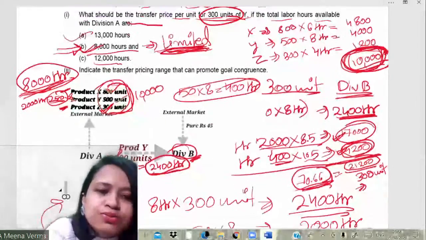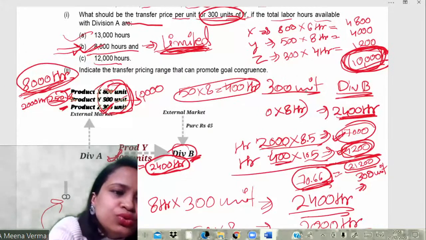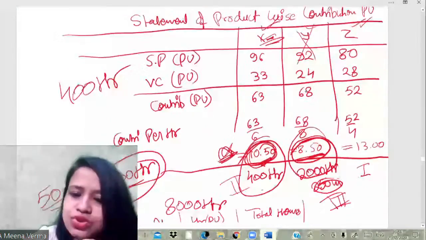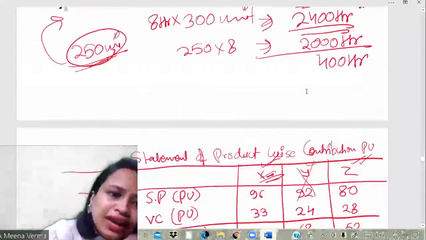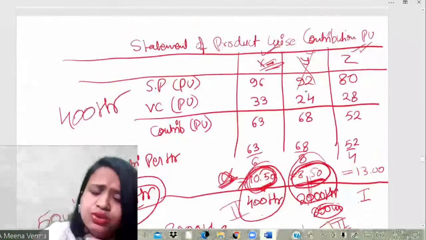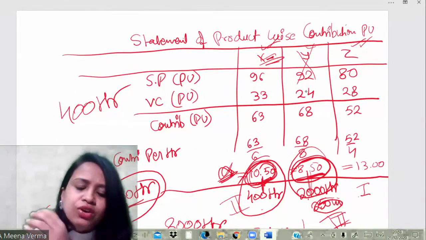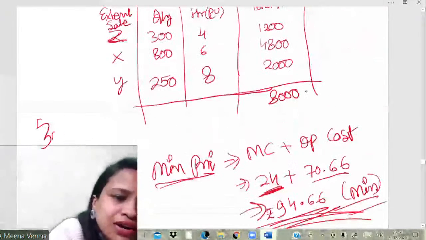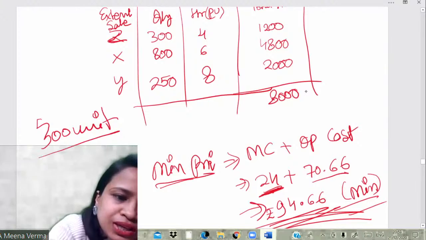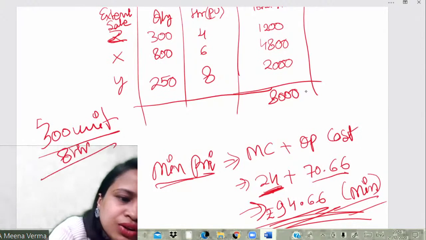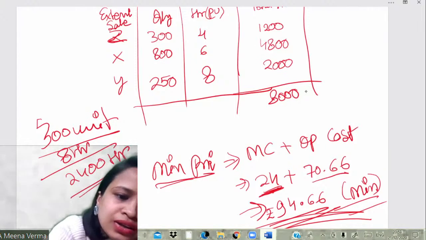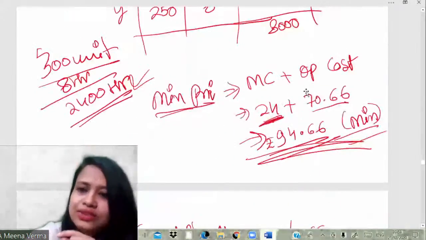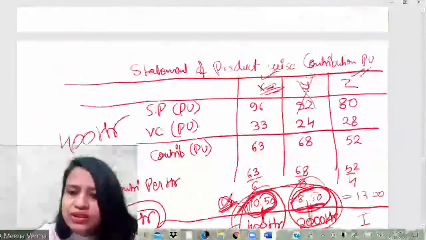You can see here that you can produce maximum 250 units here. On 250 units you will lose 2000 hours. So from here you can see how much contribution you can earn from these 2000 hours. And again, for additional 400 hours you need to disrupt the production of X. From here you will see how much contribution you can earn. For the 300 units which you are transferring to division B, how many hours are required? 2400 total hours are required. So you will see the contribution which you are losing, which you will add here, and you will find the transfer price accordingly. Okay, I hope it is clear.